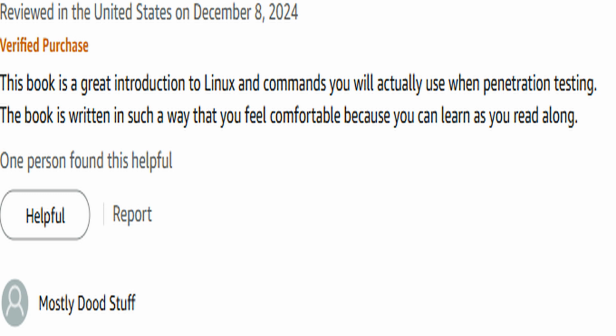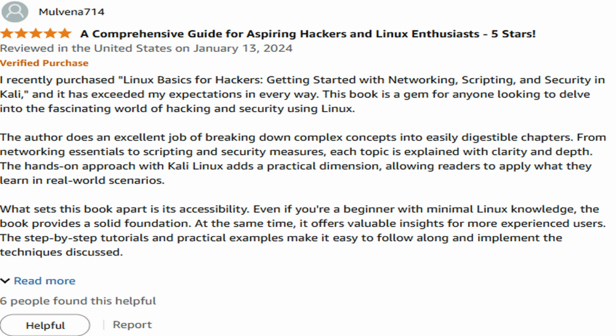Several reviewers have pointed out that Linux Basics for Hackers is not a comprehensive guide to hacking. While it provides an excellent introduction to the tools and techniques used by ethical hackers and penetration testers, it does not delve into specific exploits or advanced hacking methodologies. Instead, it focuses on equipping readers with the foundational knowledge necessary to understand and utilize these resources effectively.